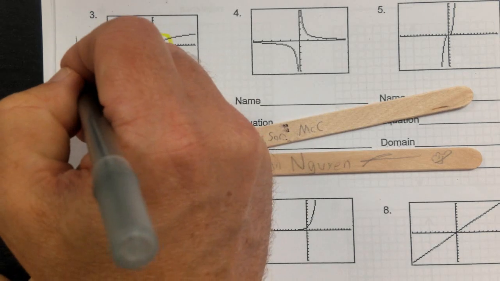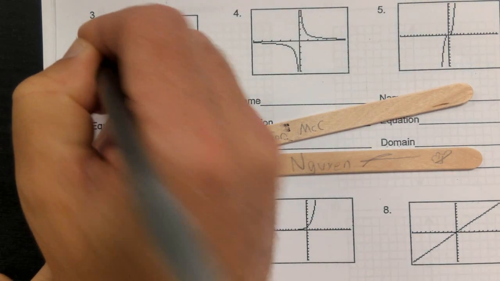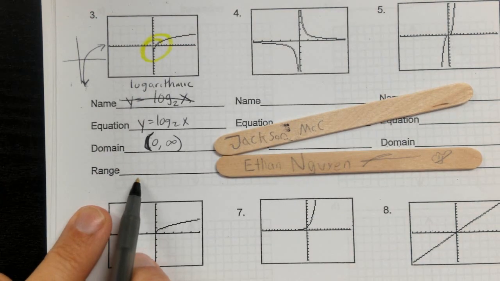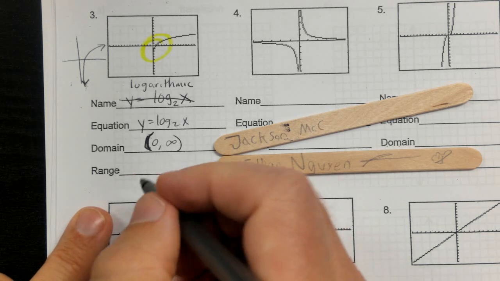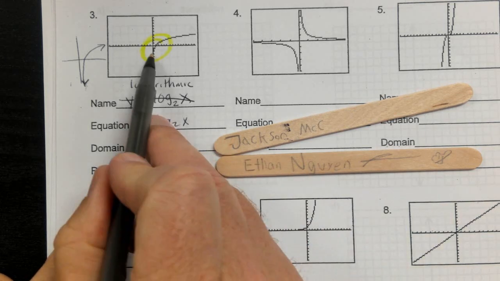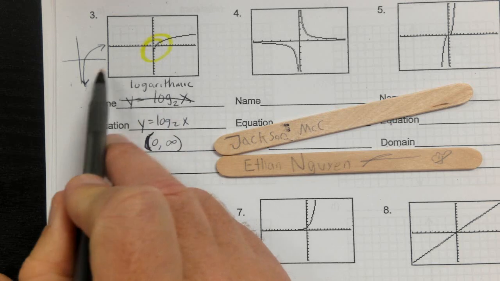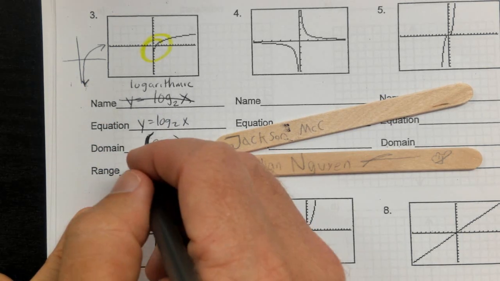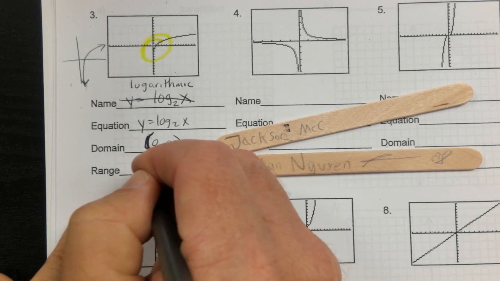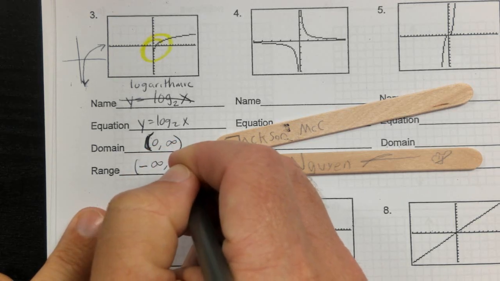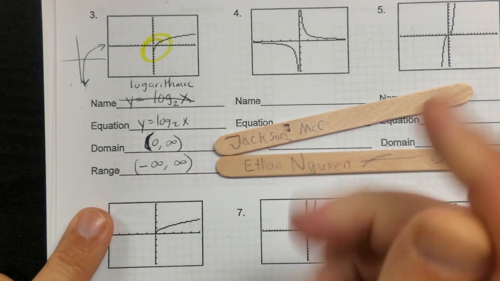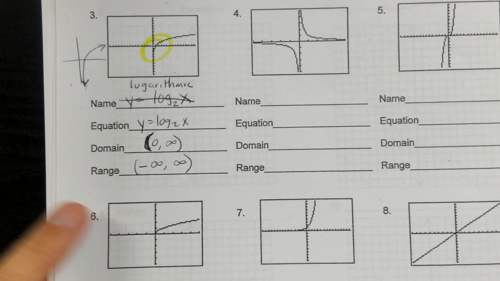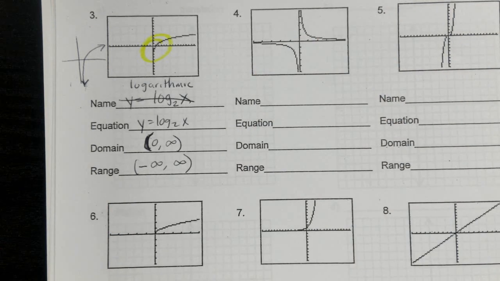Ethan, my picture here might help you with your answer for the range. Because it does not stop there like it looks like in this picture. It goes down forever. It's like negative infinity to infinity. Yes, negative infinity to infinity. Okay. So a more accurate graph would help with that.